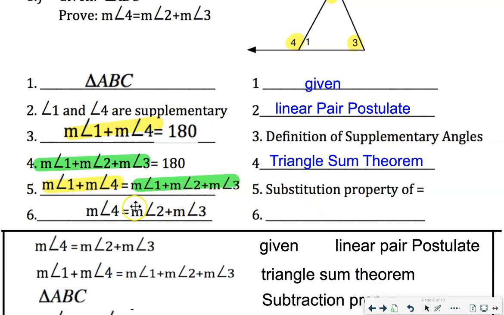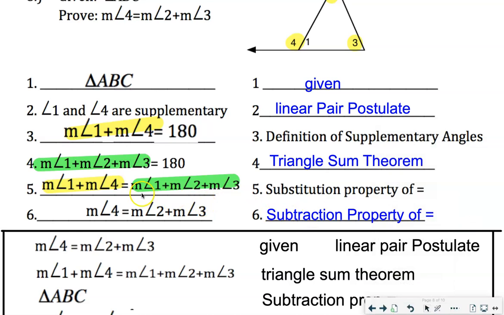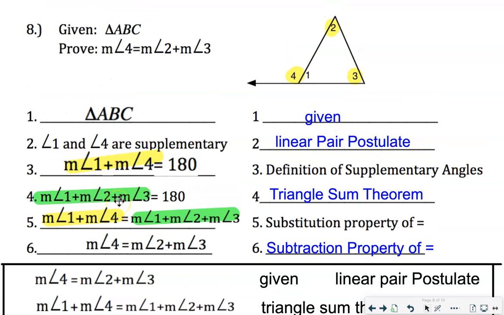Well then, what's extra right now is these angle 1s. I want to get rid of these angle 1s. If I subtracted both sides by angle 1, then I would have exactly what I needed. So subtracting angle 1 from both sides cancels that out.